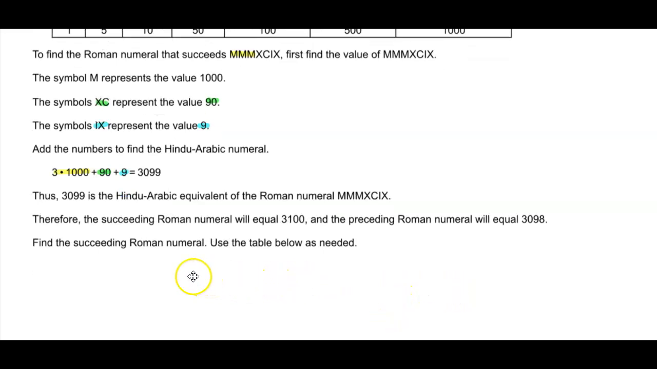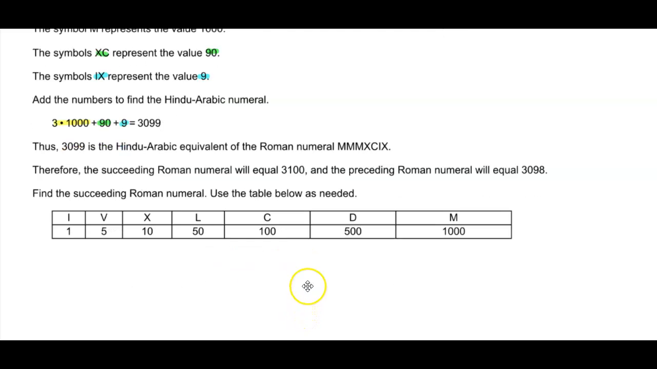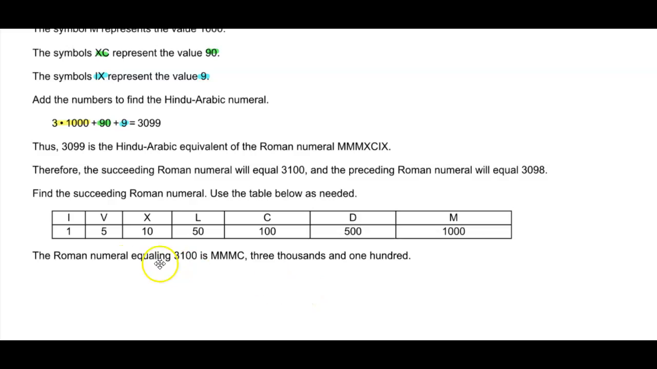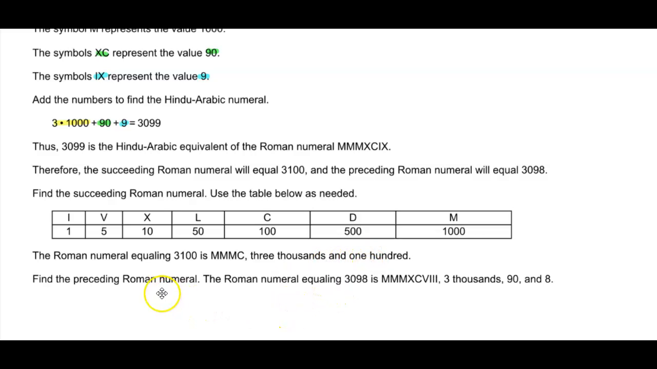Now we want to find the succeeding Roman numeral, and we're going to use the table below. So, what do we know first? We know the Roman numeral equaling 3100. Well, we know that we have 1000, which represents M, and there's 3 of them. So we're going to have 3 M's, and we have 100, which represents C. Therefore, that's 3100. Okay? And then, finding the preceding Roman numeral, the Roman numeral is equaling 3098.